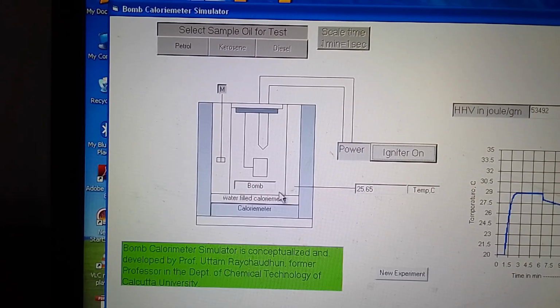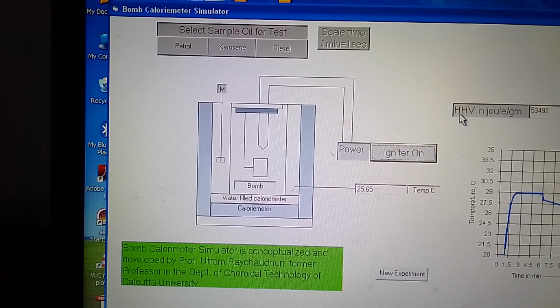Obviously, the weight of the cellulose wire which is connected here for aiding burning is taken in the beginning of the experiment, and the calorific value or heating value of that cellulose is known, which must be deducted. So after this correction we get the heat transfer. This H stands for higher heating value in joule per gram. Higher heating value means gross heating value.